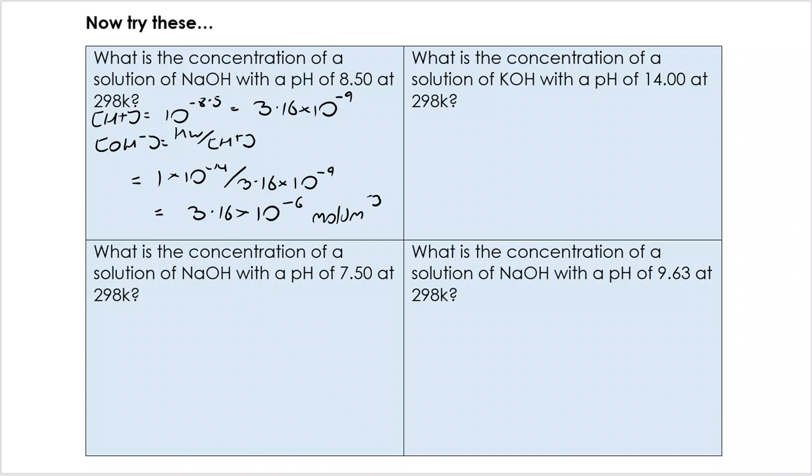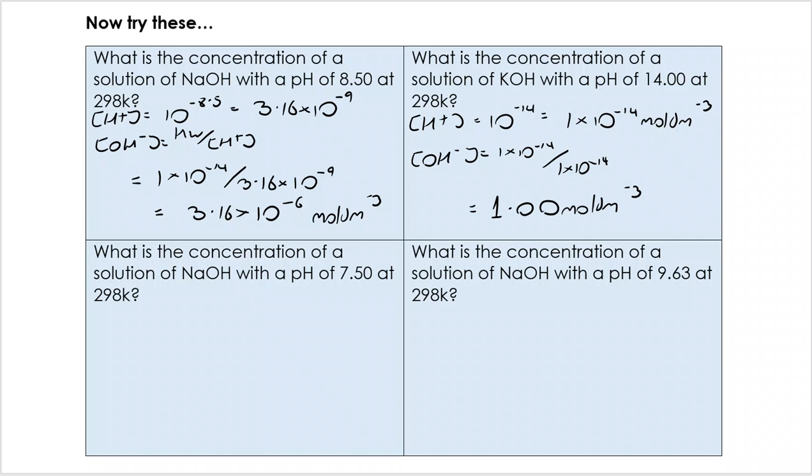Let's try the next one, top right. H+ is 10 to the negative 14, that's 1 by 10 to the negative 14 as my concentration. My OH- is therefore 1 by 10 to the negative 14 over 1 by 10 to the negative 14. I've got a concentration of 1 mole per decimeter cubed in that example.